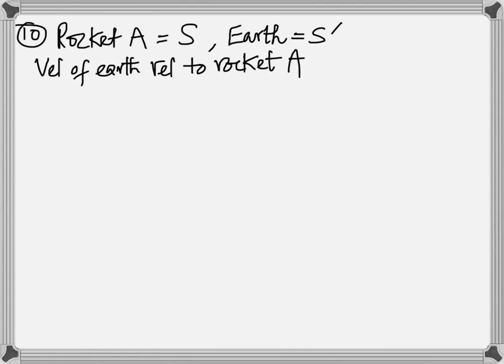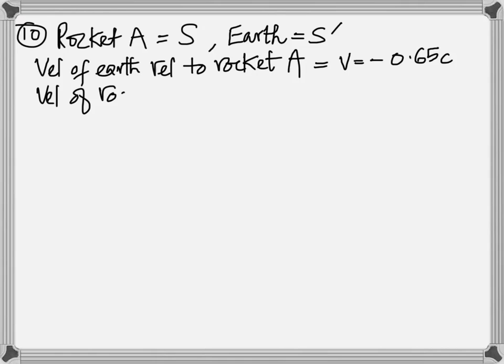Why are we saying that? Because we always have to look at the velocity of S prime with respect to S, and we call that V. So in this case, velocity of the Earth relative to rocket A is actually negative 0.65 c, because from rocket A, the Earth looks like it's going backwards. That's why it's negative 0.65 c.